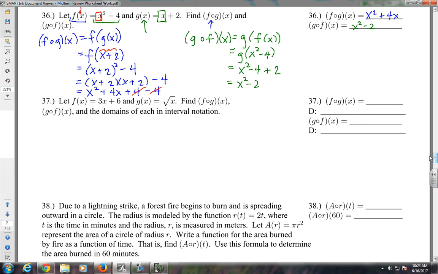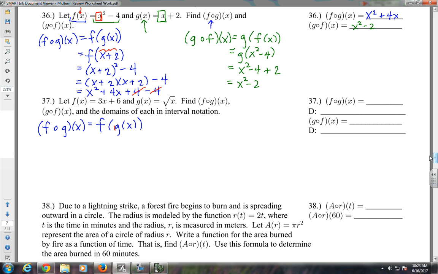Problem number 37, we're still working with compositions, but we're also going to acknowledge the domain of these functions. So in this case, we're going to find f composed with g of x. Do you feel like you're in a fog? I know that's what you were thinking. F composed with g means f is on the outside, g is on the inside.